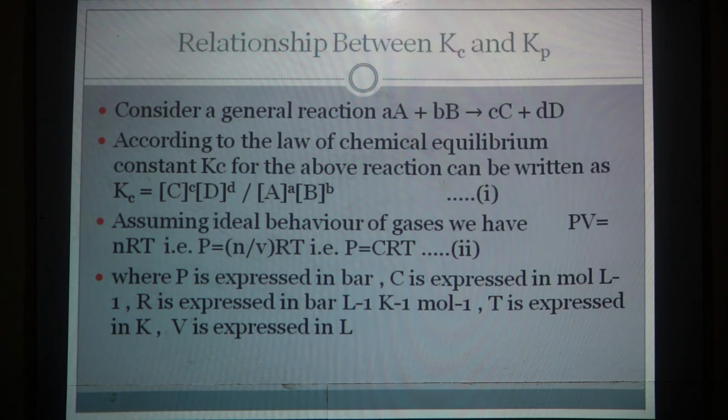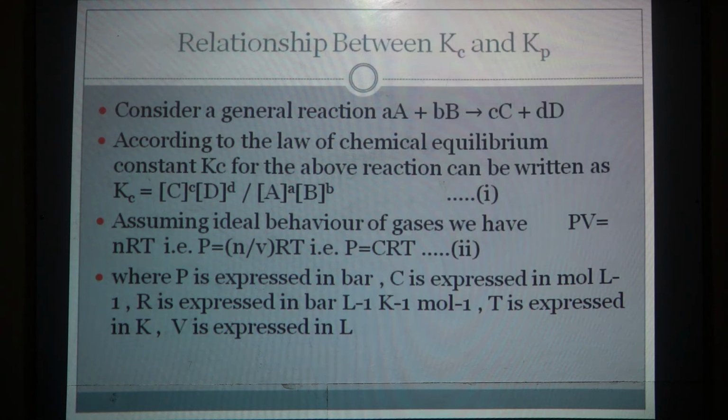According to the law of chemical equilibrium, Kc for the above reaction can be written as Kc is equal to [C]^c [D]^d divided by [A]^a [B]^b. Assuming ideal behavior of gases, we have PV is equal to nRT, that is P is equal to n upon V RT, and n upon V can be called as C, that is concentration. Therefore, P is equal to CRT.